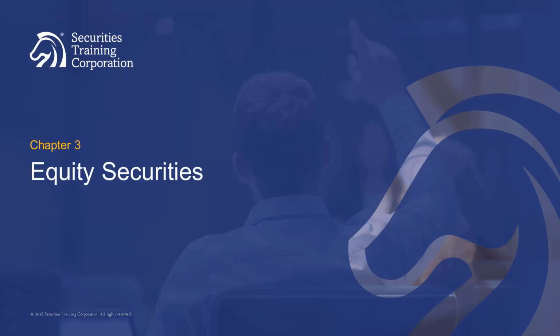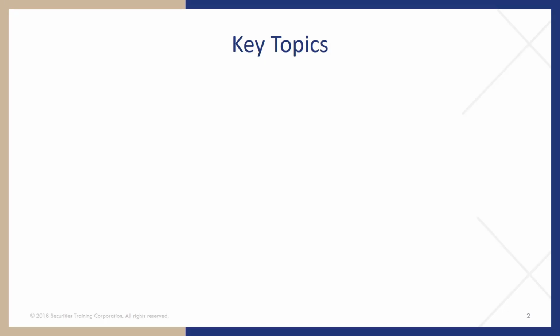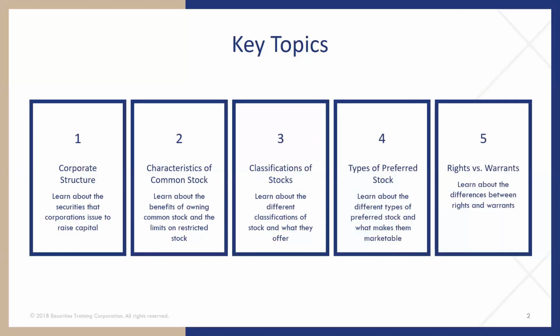So, what's going to happen in Chapter 3? Well, the following. There are going to be 5 sections of Chapter 3. First, we're going to discuss the corporate structure, the various types of securities corporations will issue. Then we'll talk about the characteristics of one of those products called common stock. So we'll talk about the benefits of common stock, some characteristics. Then we'll talk about the classifications of common stock, the term blue chip, or defensive, or ADRs, things of that nature.